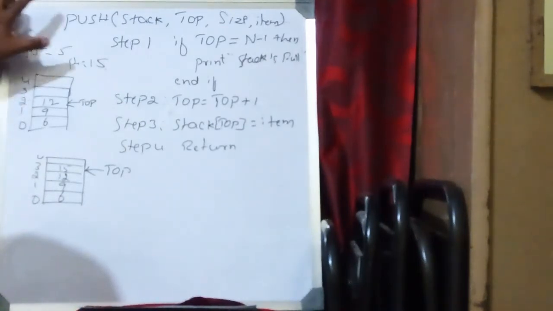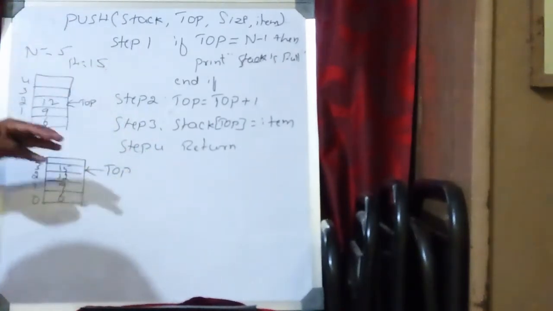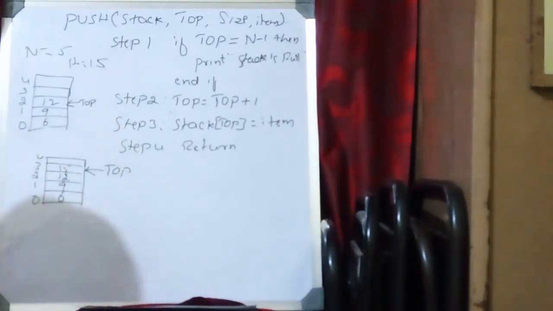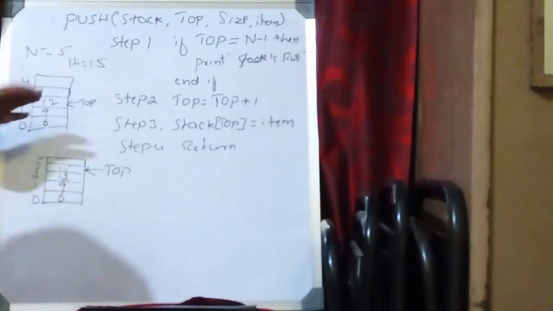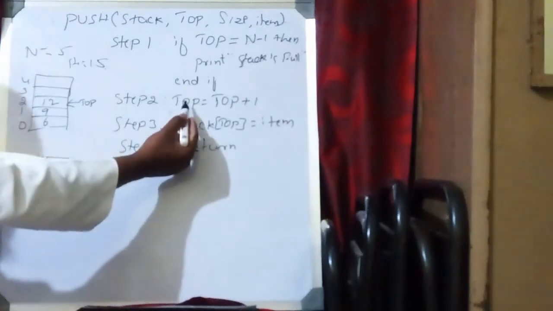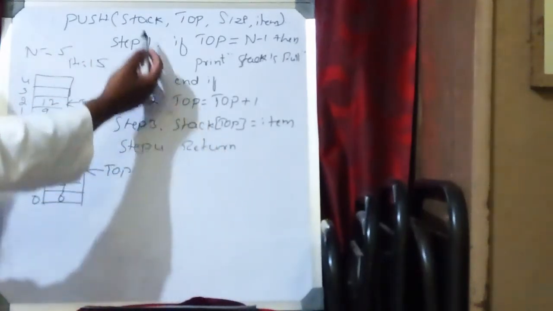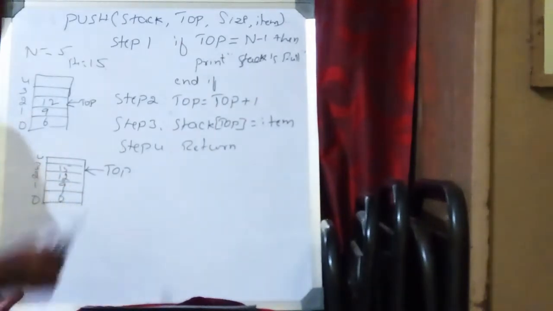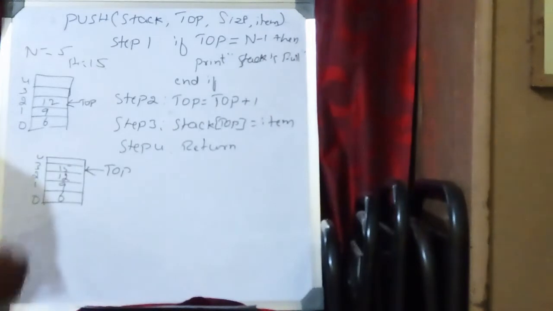Clear? This is the push operation. How we are entering the element into the array. It is not that much difficult. Just like array insertion, likewise only we are inserting. We are using these variables here: top, stack, size, item. Clear? This is how to perform the push algorithm, and this is how it will work.